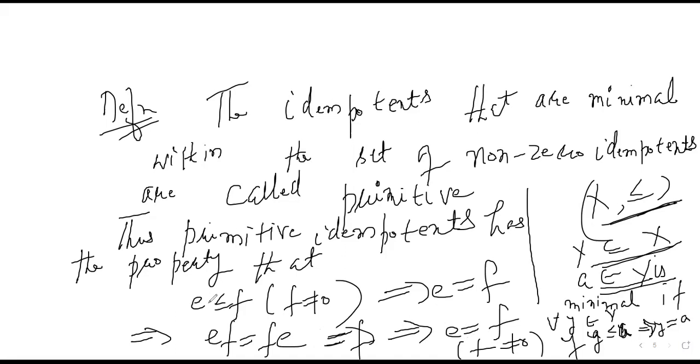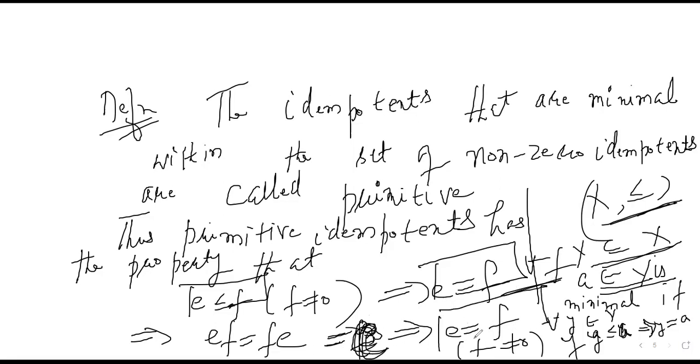So an idempotent e is said to be primitive if e is related with f must imply that e is the same as f, for all non-zero f. Or in other words, ef equal to fe equal to e must imply that e is the same as f. So this is the definition of a primitive idempotent. And a semigroup is called completely zero simple if it is zero simple and it contains a primitive idempotent.